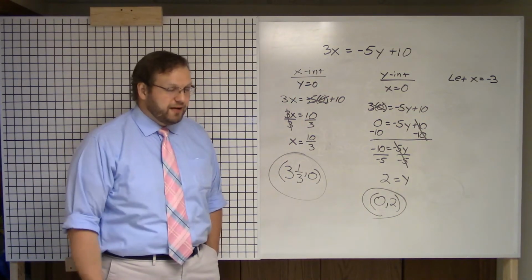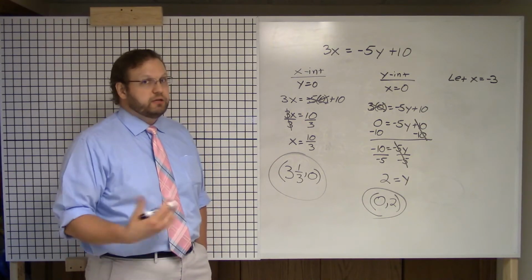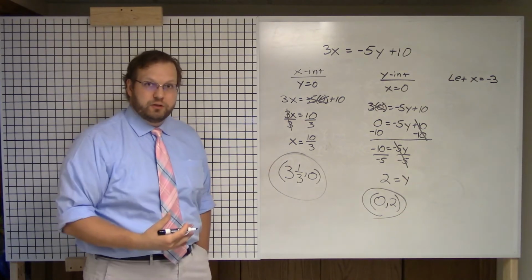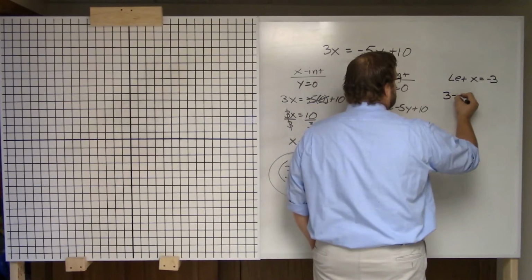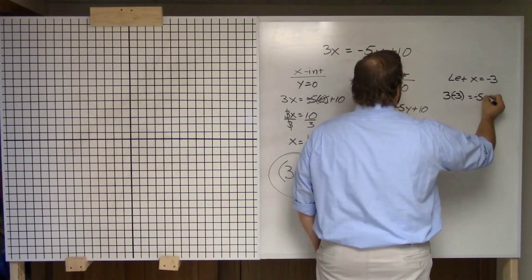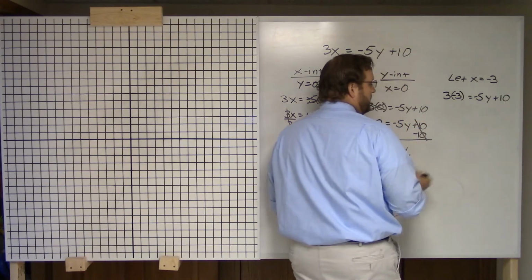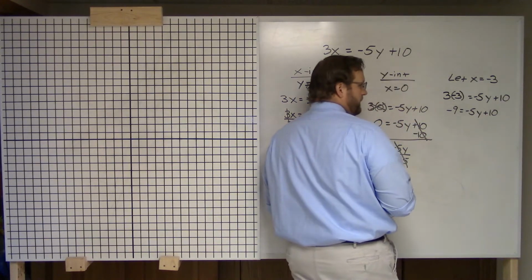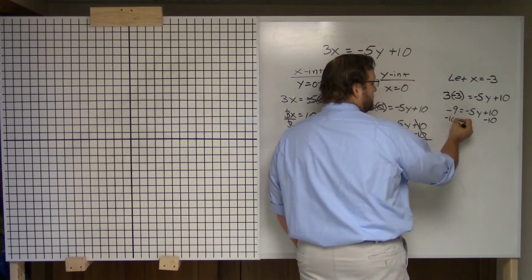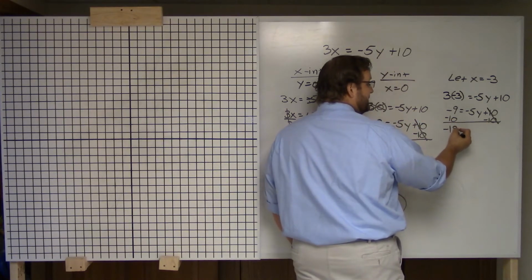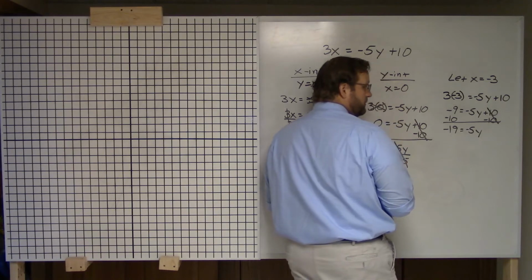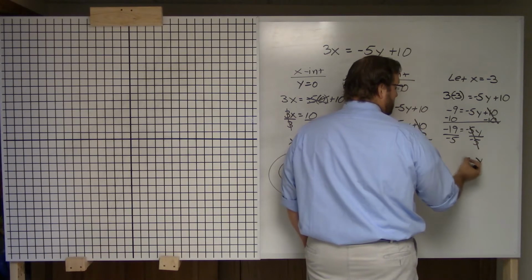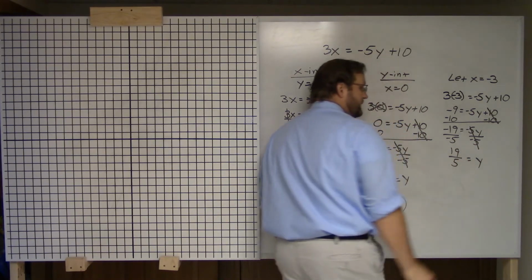You can plug in a fraction, but I really wouldn't do that. I would just keep the integers. If a fraction comes out at the end, great. Just deal with it. But I wouldn't force a fraction into it in the beginning. So I've got 3 times negative 3 equals negative 5y plus 10. That's a negative 9. And then I subtract the 10. That's a negative 19 equals negative 5y. Divide by negative 5. So I got positive 19 over 5.